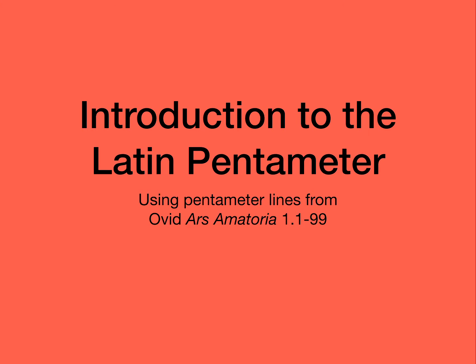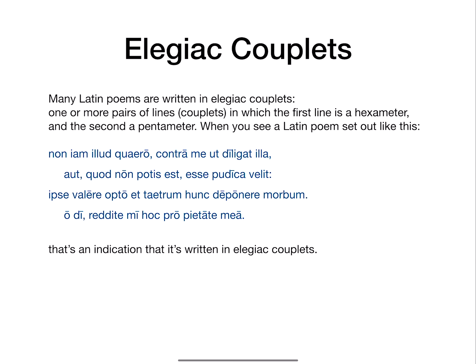Okay, welcome to our introduction to the Latin pentameter. This presumes that you can scan a line of hexameter using the basic rules of classical Latin meter. We're going to be using pentameter lines as our examples that I took from Ovid's Ars Amatoria, Book 1.